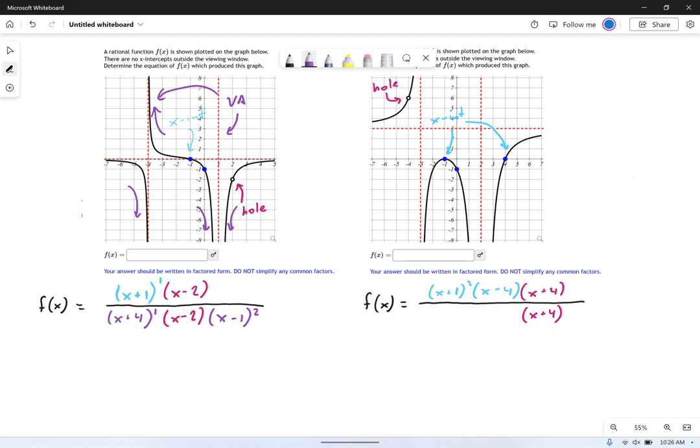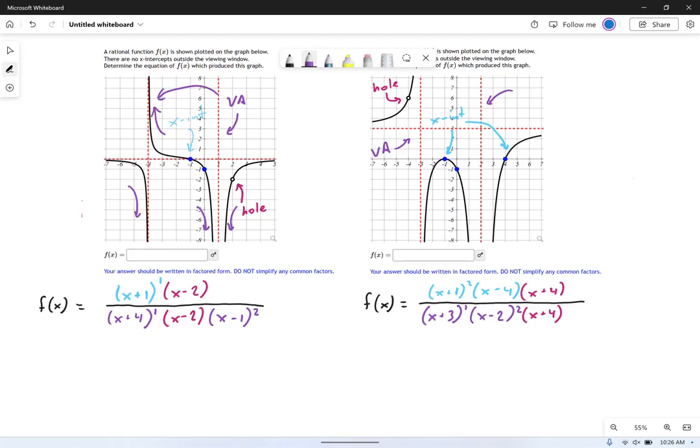Now over here on the right graph, again, I have two vertical asymptotes. Here's one, here's the other. One of them is odd. That's the one at x plus 3, so that gets a 1 in the exponent. And one of them is even, the one that has a factor of x minus 2. So that's going to be x minus 2 squared.